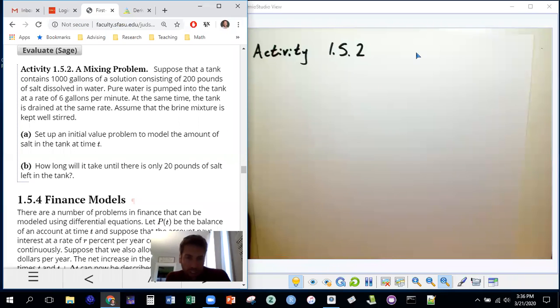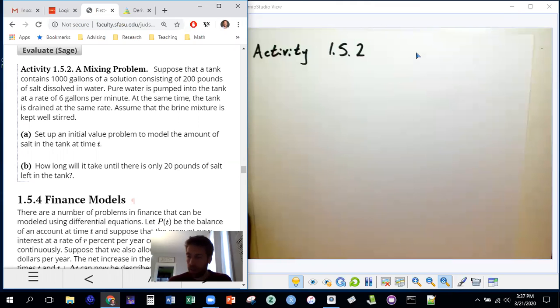Now we're going to do activity 152. This is dealing with a mixing problem. In this case, we've got a 1,000-gallon tank. It's got 200 pounds of salt dissolved in the water. You've got pure water coming in at 6 gallons a minute and mixed water going out at 6 gallons a minute.